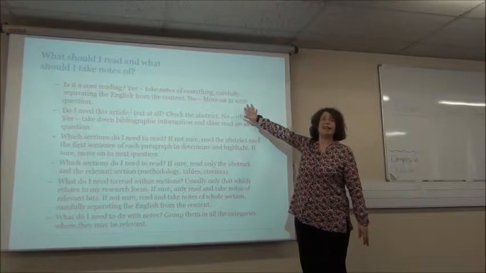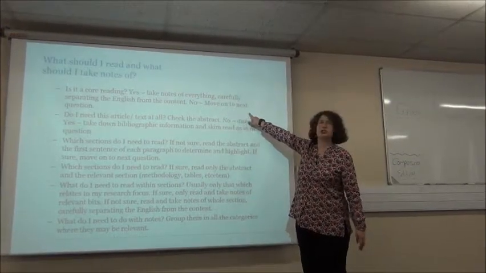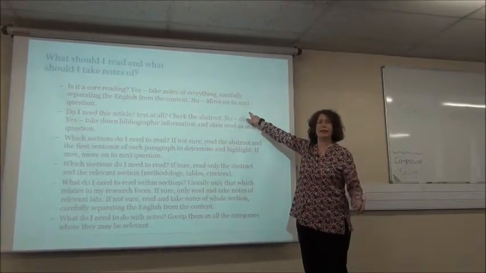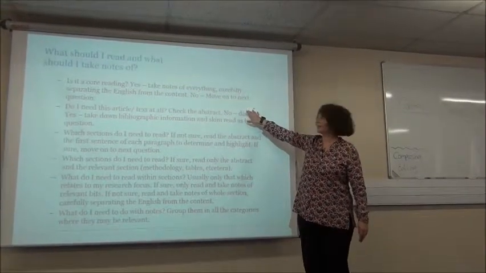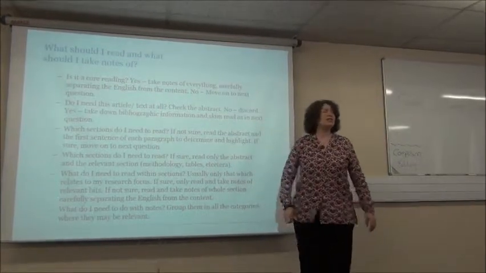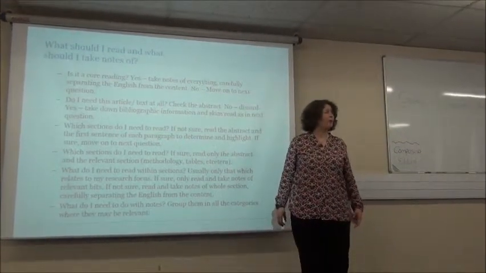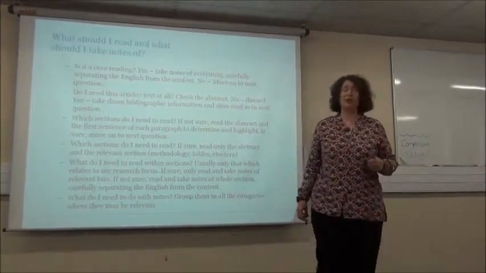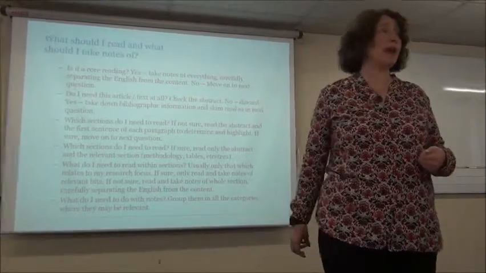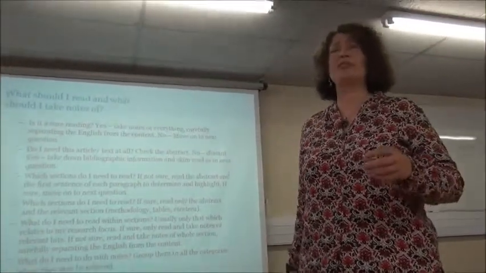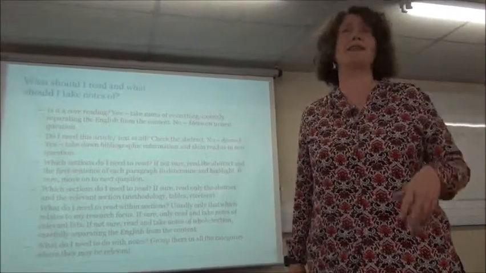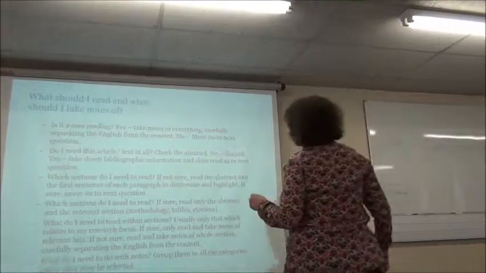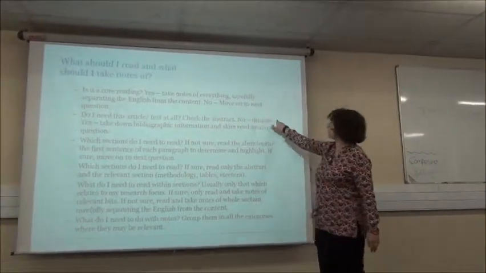Okay, so if it's a core reading, everything is important. But usually it's not. For three-quarters, seven-eighths of your articles, there won't be a core reading, so you don't have to read everything. Then the next question is, do I need this article at all? And sometimes, from the title, you're not sure. So then you go and read the abstract. But stop. If from the abstract you are uncertain, discard it. Don't waste your time. If you've got to read 3,000 texts, you're not going to finish it all. So if it's not important, discard.